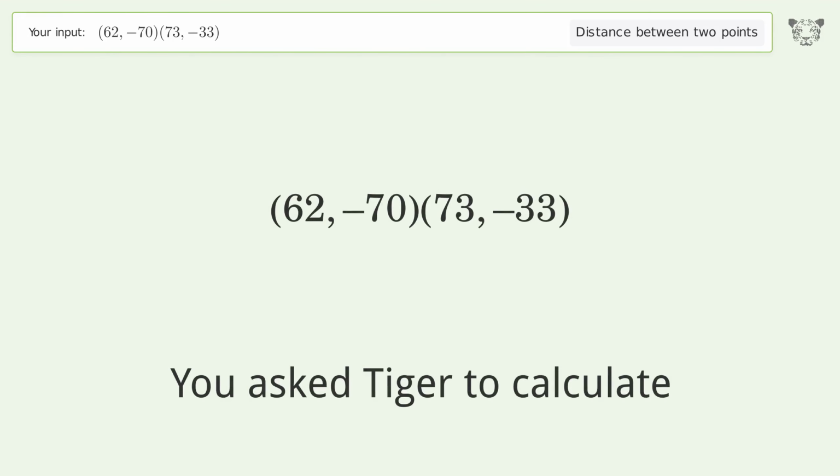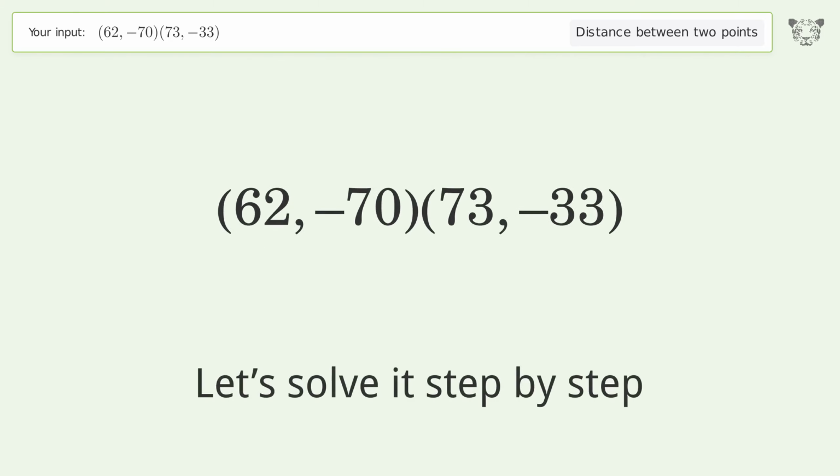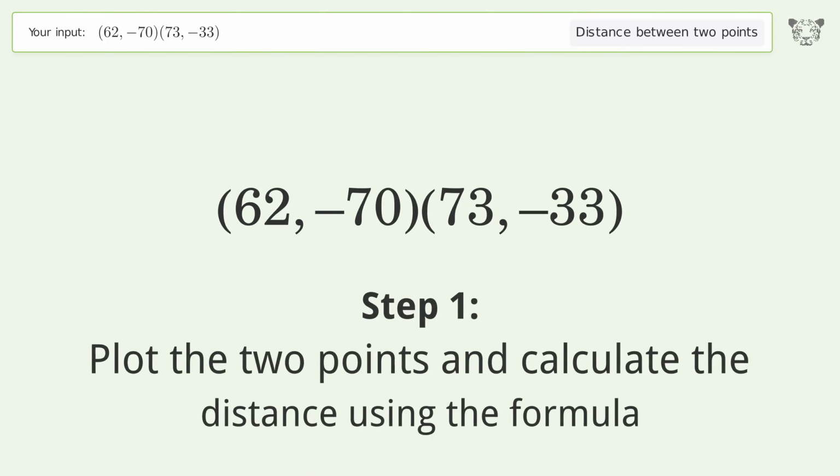You ask Tiger to calculate. This deals with the distance between 2 points. The distance between the 2 points is the square root of 1490, or 38.601. Let's solve it step by step. Plot the 2 points and calculate the distance using the formula.